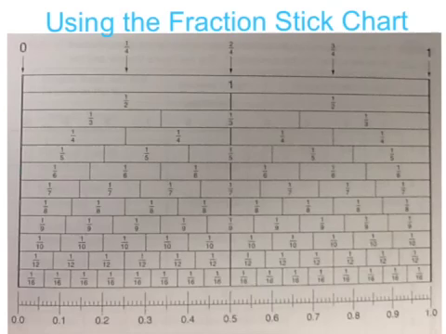This is what's known as the fraction stick chart. We are going to be using this in class tomorrow, so pay close attention to how this chart works. There are a few different ways we can use this chart. The first way is that we can use it to skip count. The fraction stick is a model for the whole, or the one, that shows fractions for an interval between 0 and 1. Each row of this chart shows fraction sticks that go from 0 to 1.